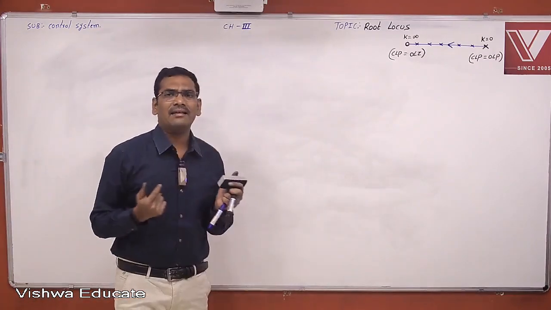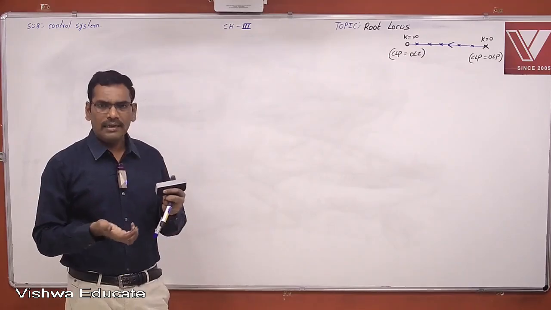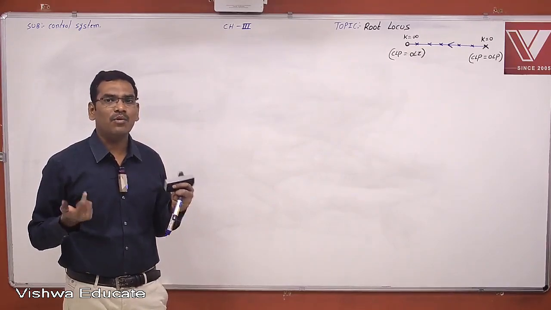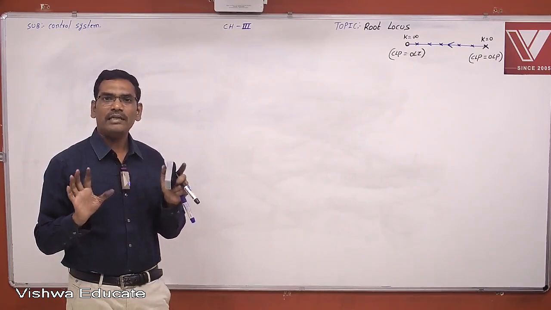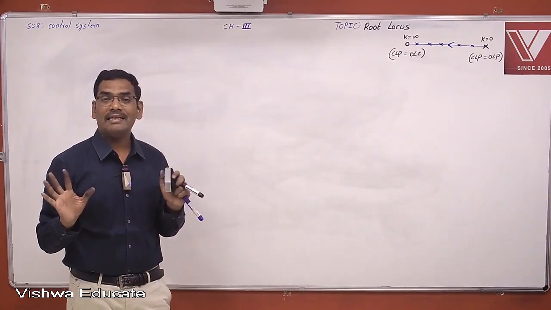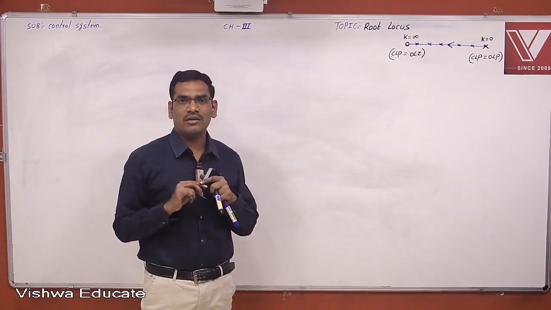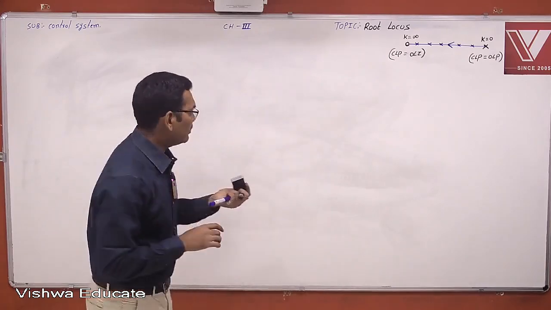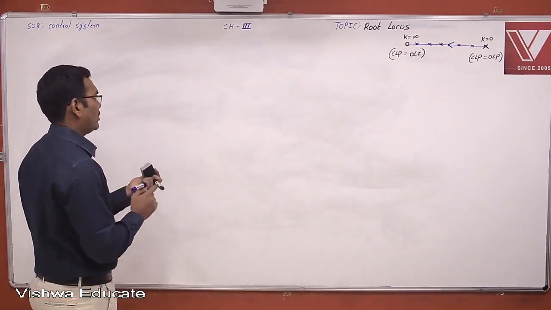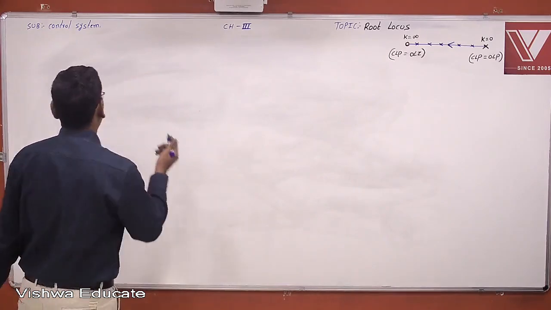Sir, again calculating the angle condition and magnitude condition is a lengthy analysis and will take more time. By looking at the transfer function, can I say whether this lies on the root locus branches or not? Yes, there is a shortcut method for that. Now I am giving that shortcut method, you just try to understand it.